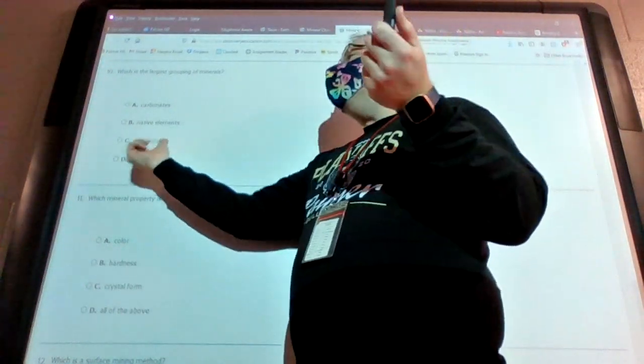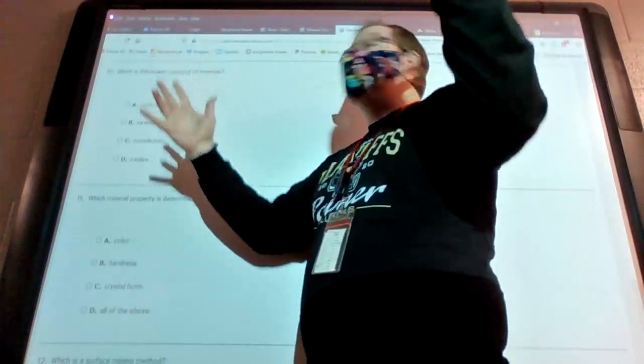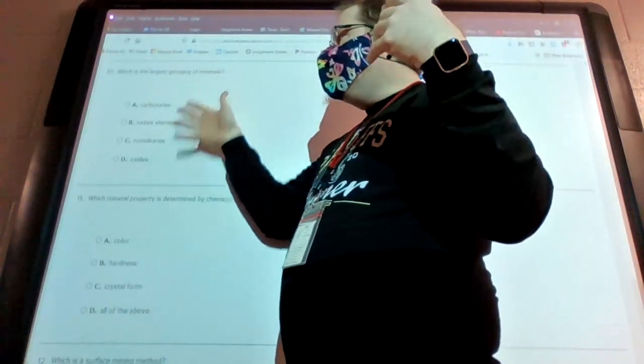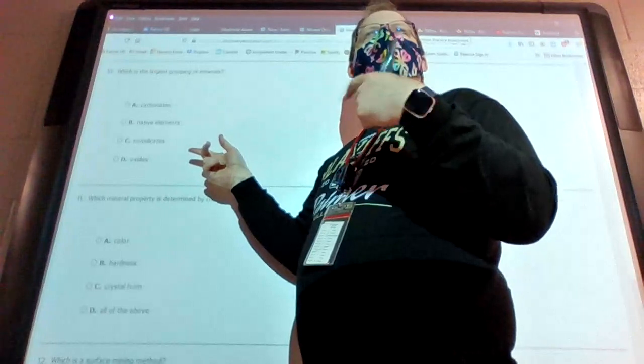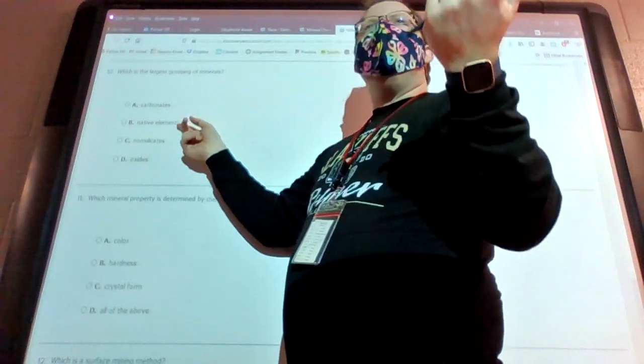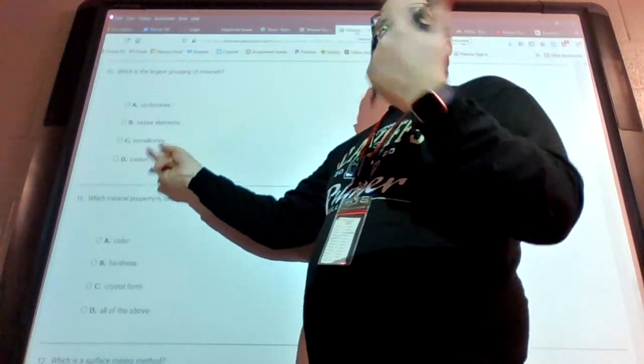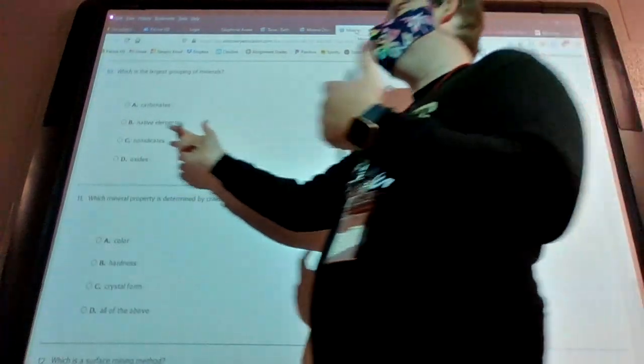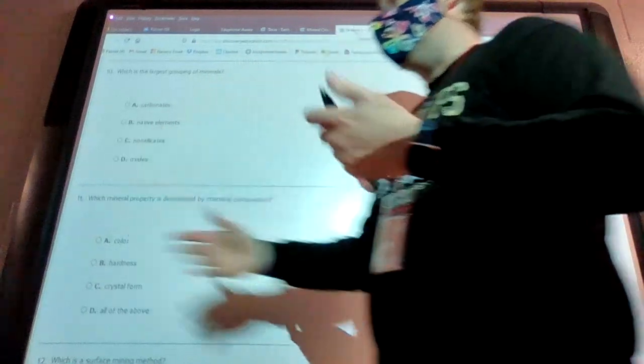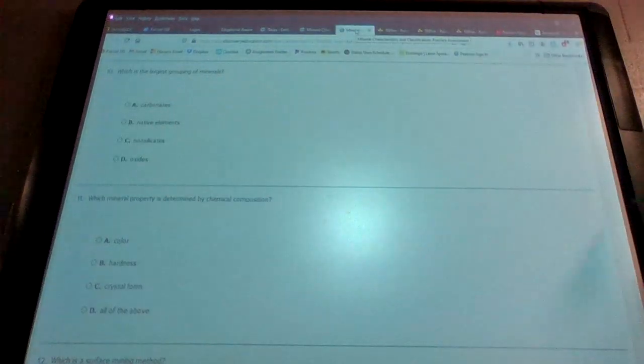And here's why. Non-silicates is like an umbrella term that includes all of these other things. So a native element can be a non-silicate. A carbonate is a non-silicate. An oxide is a non-silicate. So non-silicates has to be the right answer because it includes all the other ones, unless I'm just missing something here.